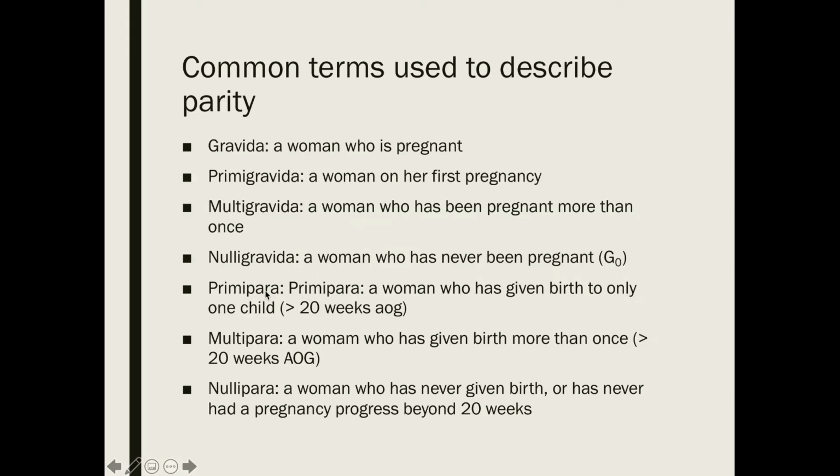Okay? Primipara is a woman who has given birth to only one child. That is meaning she has a history of giving birth to a child who may either be preterm or a term pregnancy for as long as that baby was more than 20 weeks AOG. Okay, multipara is a woman who has given birth more than once. Okay, as long as that baby was more than 20 weeks AOG. And nullipara is a woman who has never given birth or has never had a pregnancy that progressed beyond 20 weeks.